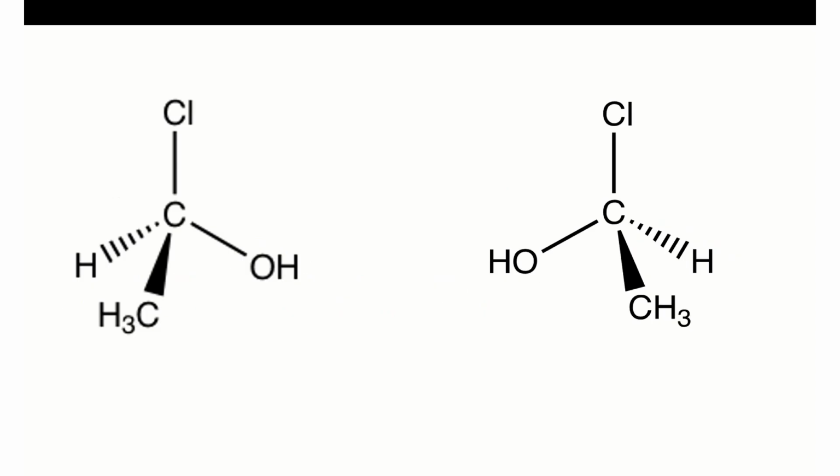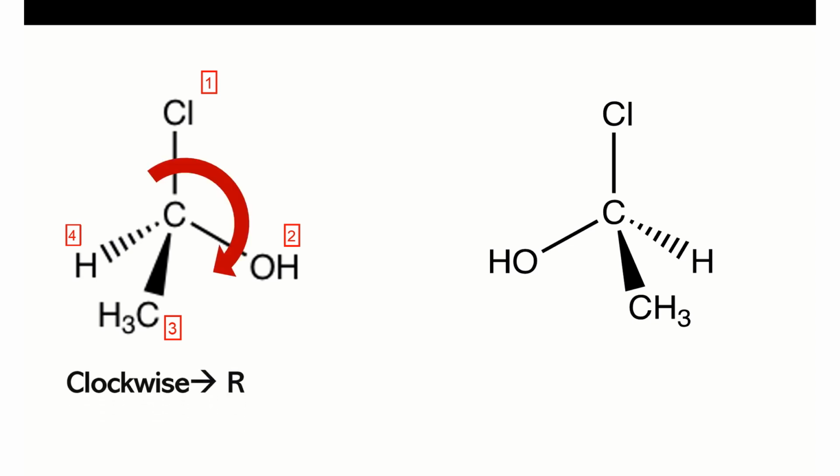For example, in these 2 structures, they are mirror images of each other. So let's do the first structure. Let's assign the numbers of priority for the first structure. Chlorine will get the first one because it has a higher atomic number among all these atoms that are attached to the carbon. Second one goes to oxygen, third goes to carbon, and the fourth goes to hydrogen, because hydrogen has the lowest atomic number among all these atoms that are attached to the carbon. So the direction is clockwise. So this is our configuration.